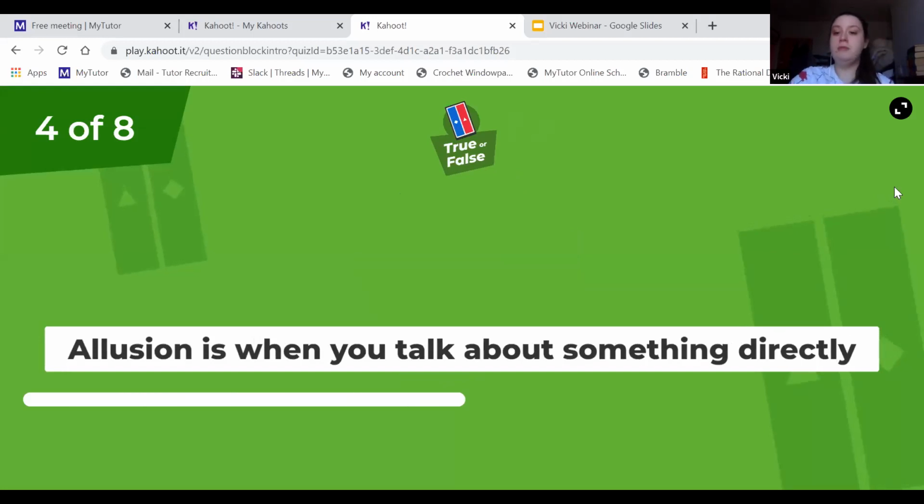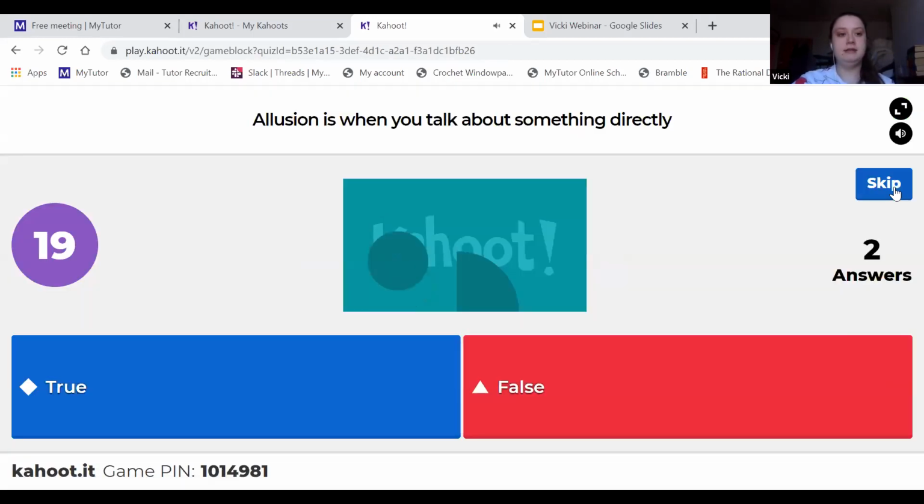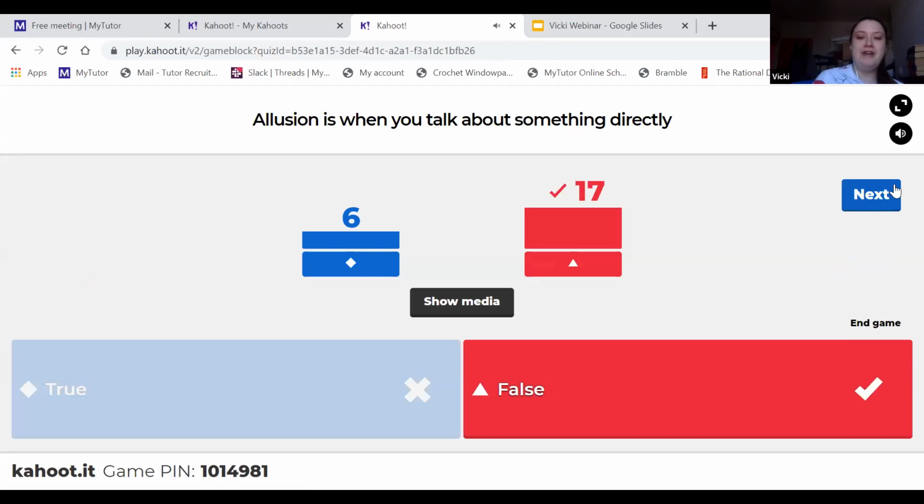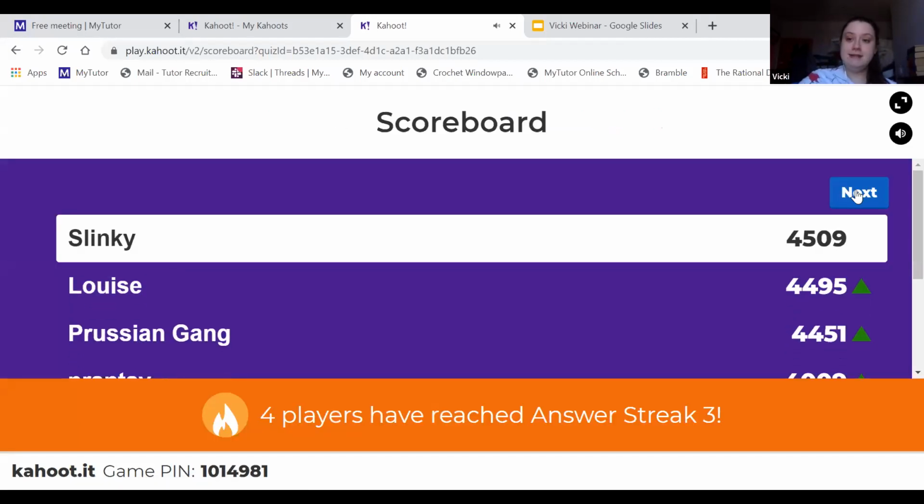Allusion is when you talk about something directly. Fabulous. Yeah, I did that one to trick you out. So allusion is where you talk about something indirectly. You don't actually mention it. It's implicit rather than explicit. Slinky is still at the top.